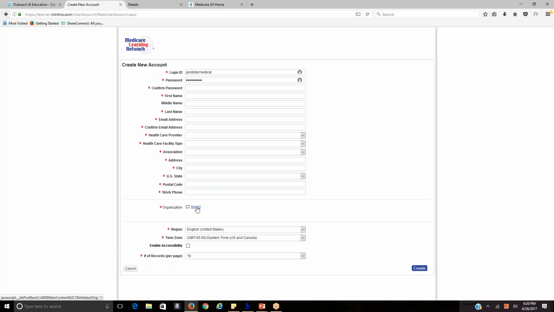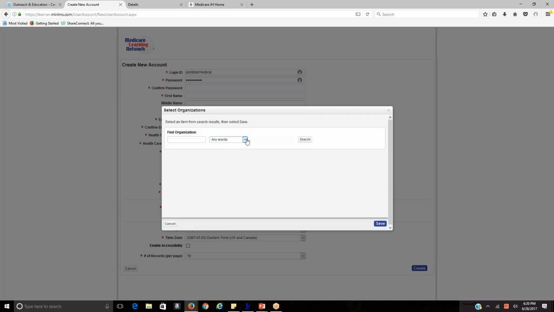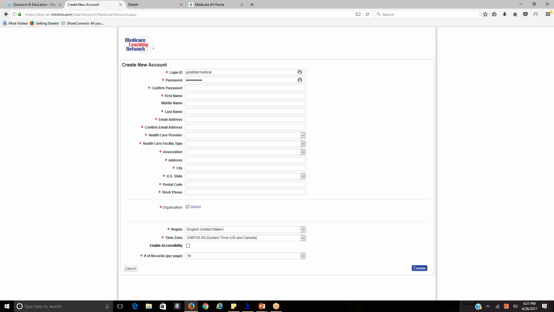have to choose something. So if you click on Select, it gives you an option to search, okay? And this would be the organization that you would choose, the MLN Learners Domain organization, okay? Then you would save that. I'm just going to cancel out of it, okay? And then, of course, your region, your time zone, and if you do need accessibility, you can enable accessibility, and then you would create your account, okay?